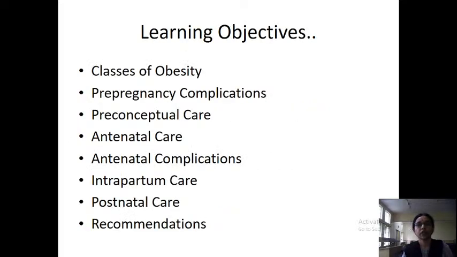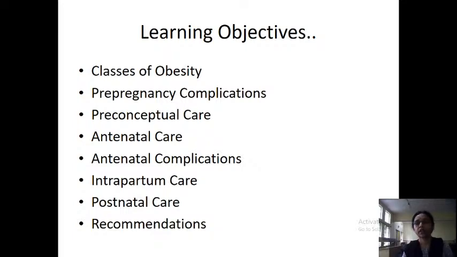So today we will see what is the classification of obesity, and once the woman is obese, what are the complications that she encounters even when she becomes pregnant. And so she always needs a bit of preconceptual care. So what do we need to advise when she comes for the preconceptual care, and then once she becomes pregnant, what should be her antenatal care, because once she is obese she will have a lot of antenatal complications.